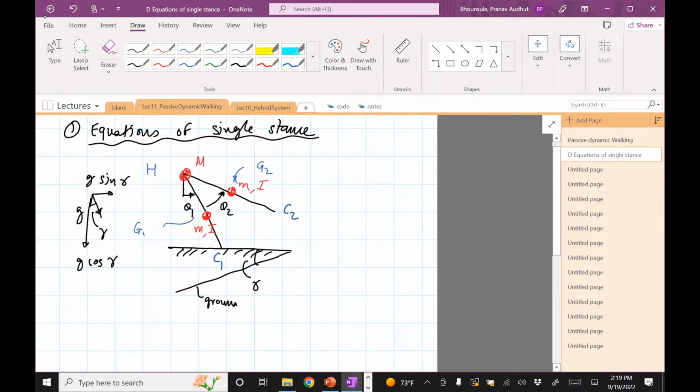So let's compute the positions of points of interest. And I think positions of interest are C1, G1, H, and C2.